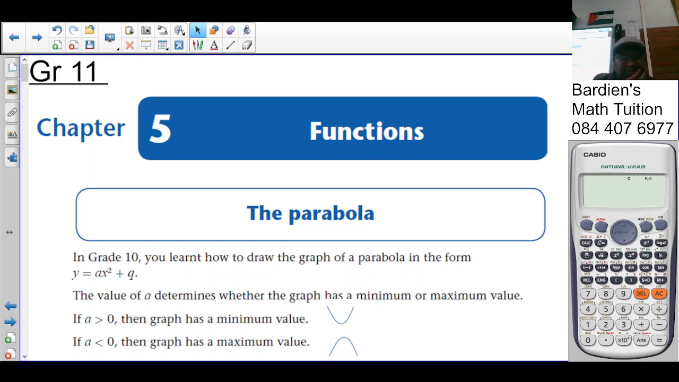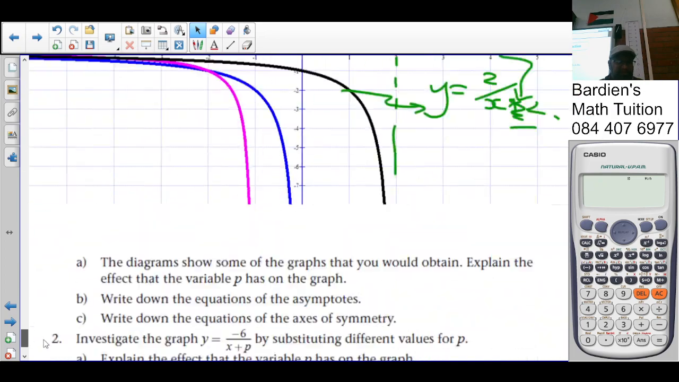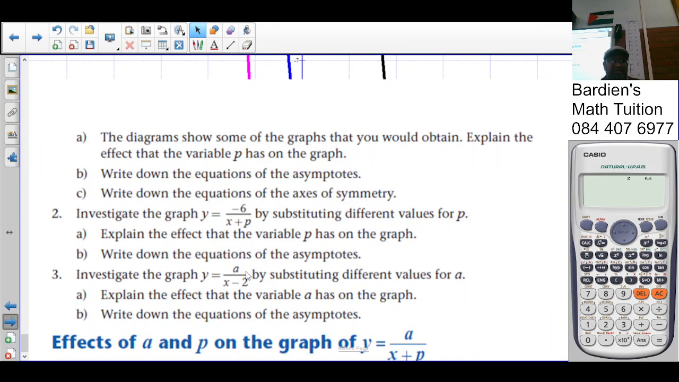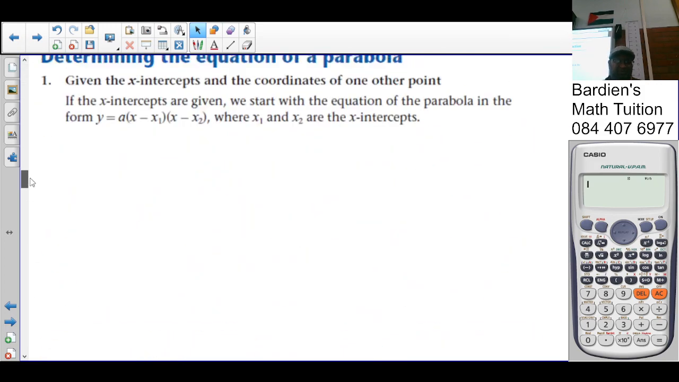So we're busy with functions. At this point we have dealt with, given the equation of the function, drawing the graph and interpretation thereof. So today we're going to look at determining the equation of a function. Namely, we're going to look at determining the equation of a quadratic function, a parabola.